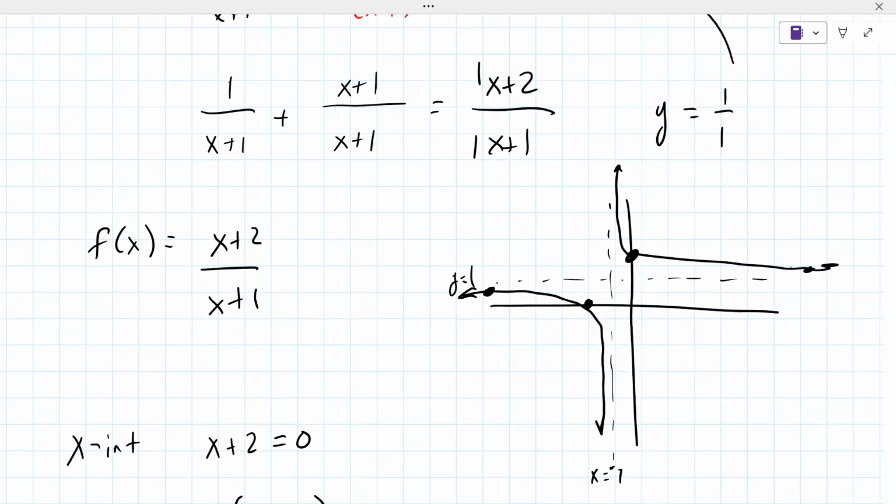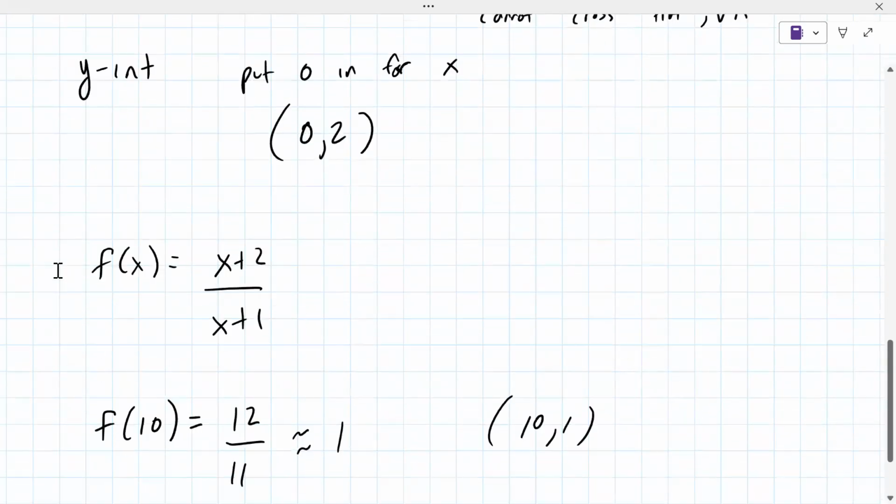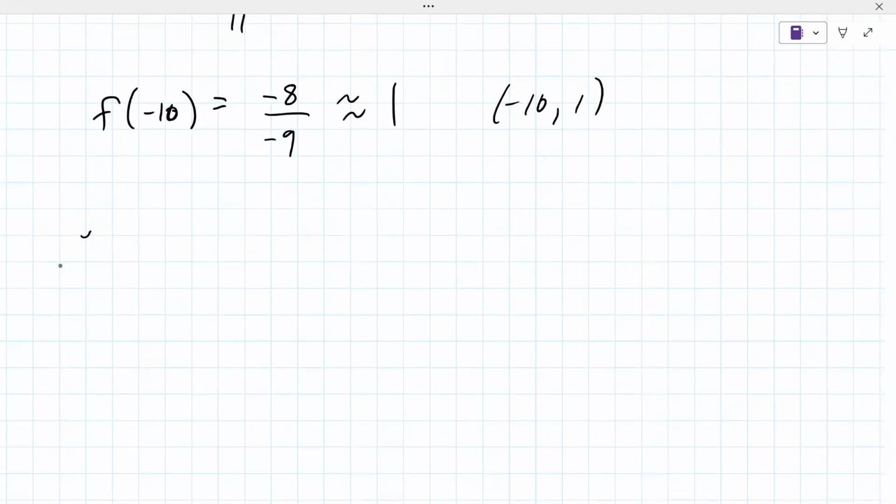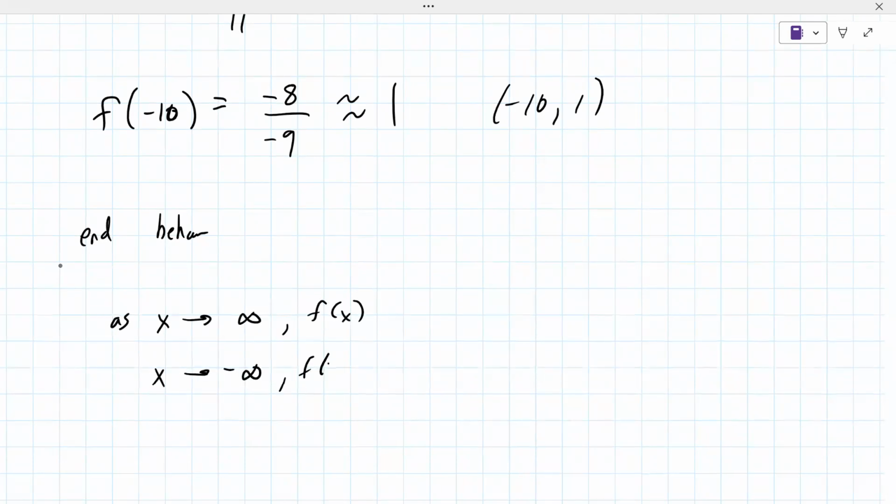Okay. Any questions on that, or anything else you'd like me to explain on that? No. Okay. All right. So the next thing here is end behavior. So there's end behavior, which is as x goes to infinity, that's to the right forever. As x goes to negative infinity, that's to the left forever. f of x will always approach the horizontal asymptote, whatever that value is.